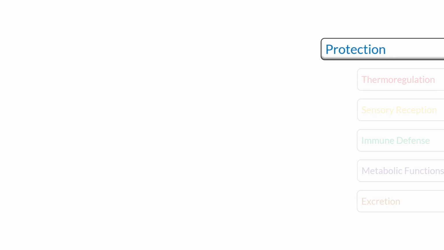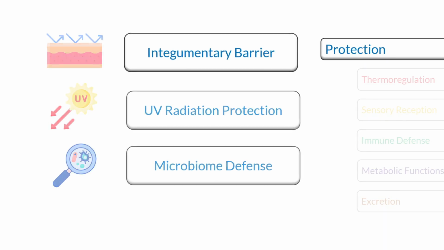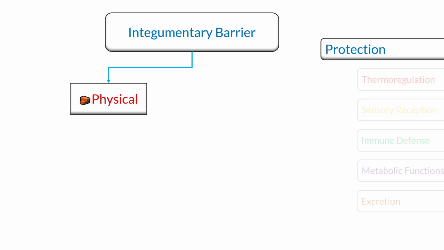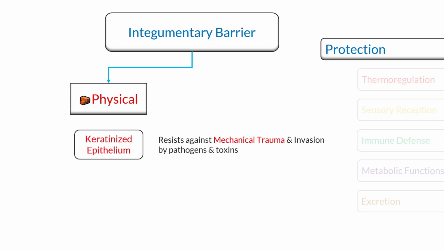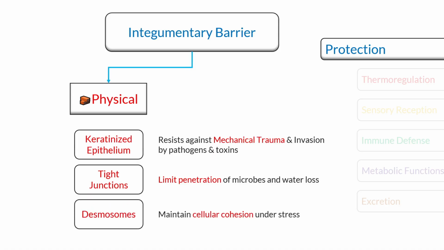Among the skin's most obvious roles is protection, which operates on multiple levels. Through integrated physical, chemical, and biological properties, the skin effectively serves as a barrier against external threats. The stratified, keratinized epithelium of the epidermis forms a tough physical barrier against mechanical injury, chemical irritants, and pathogens. Tight junctions between keratinocytes help seal the epithelium and reduce water loss, while desmosomes maintain intercellular cohesion during stress or friction.